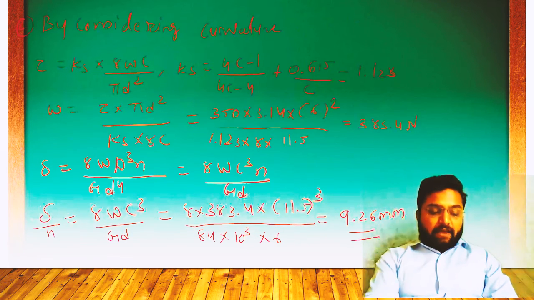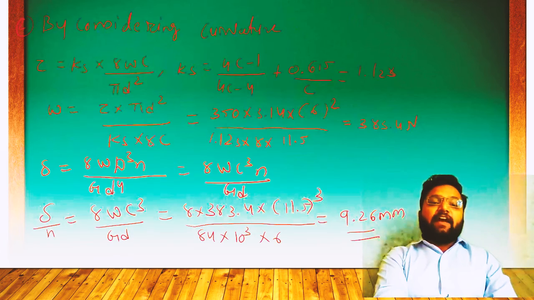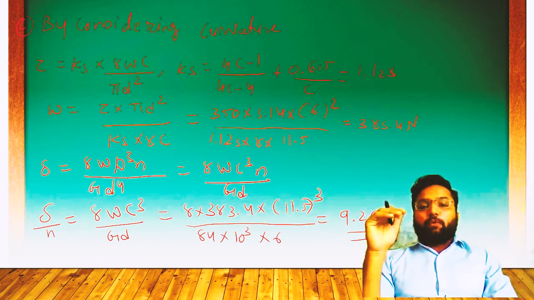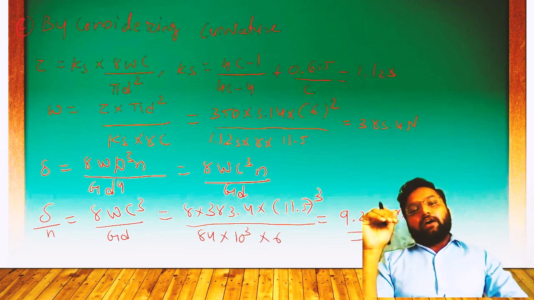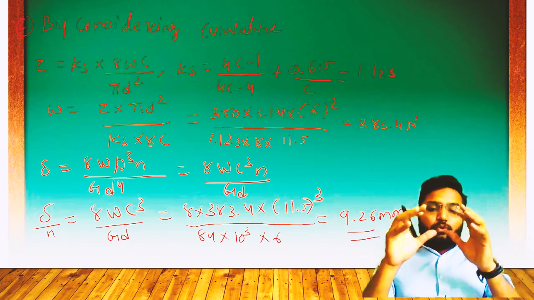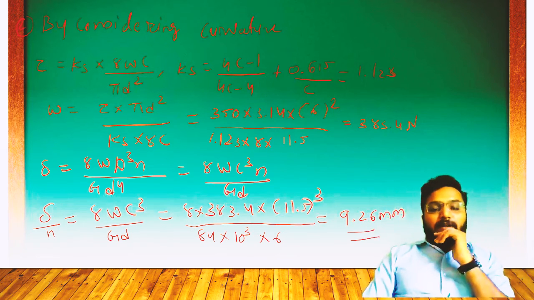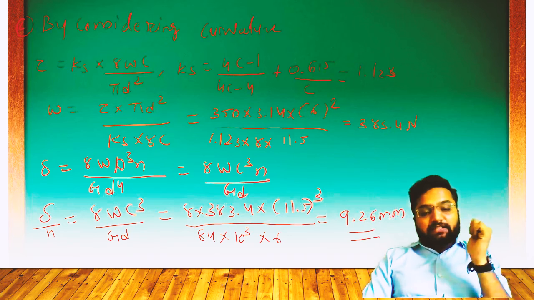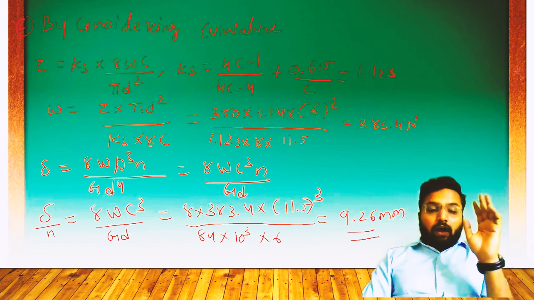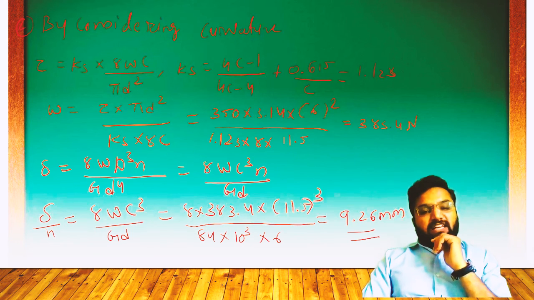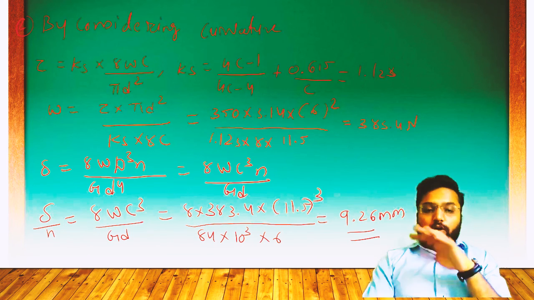In the second case, we have taken the value of Ks, which is (4c minus 1) upon (4c minus 4) plus 0.615 divided by c, equal to 1.123. I hope you got this example. This example was asked in the GTU examination. If you have any doubt regarding this example, you can directly ask me, or you can refer to the book called Machine Design by R.S. Khurmi. I have taken this example from Machine Design by R.S. Khurmi. I hope you got this point.